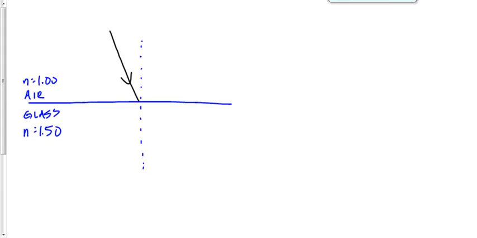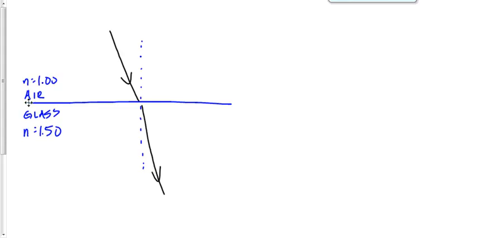When it goes from air to glass, low index of refraction to high index of refraction, the light is going to slow down. We're going from small to big n. We're going from big to small v. So it's going to slow down, and because it slows down, the angle is also going to decrease. So it's going to look something like this.